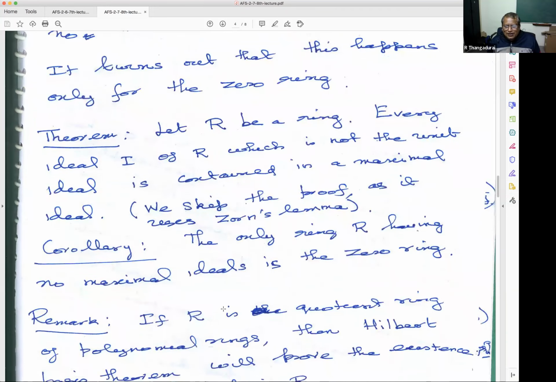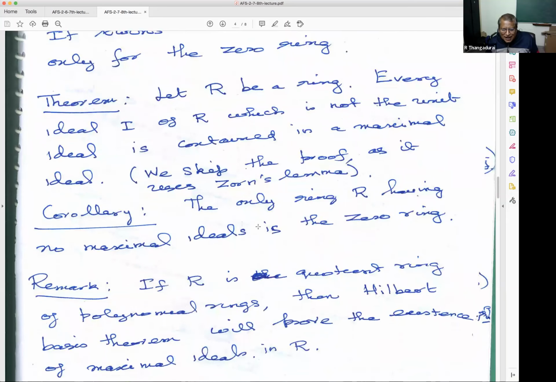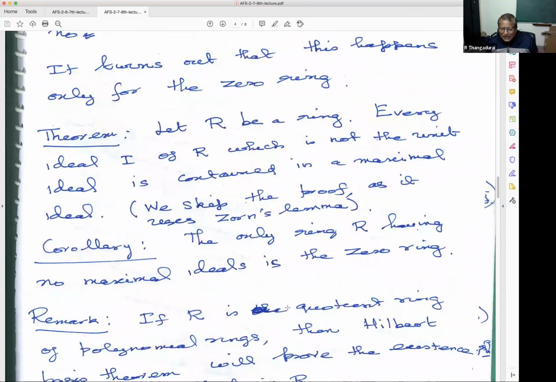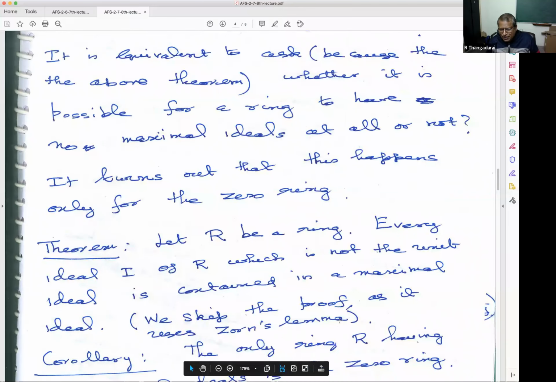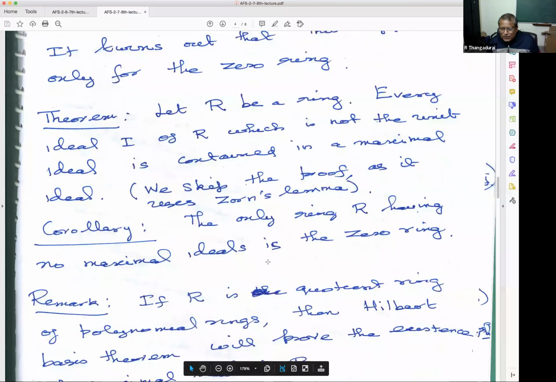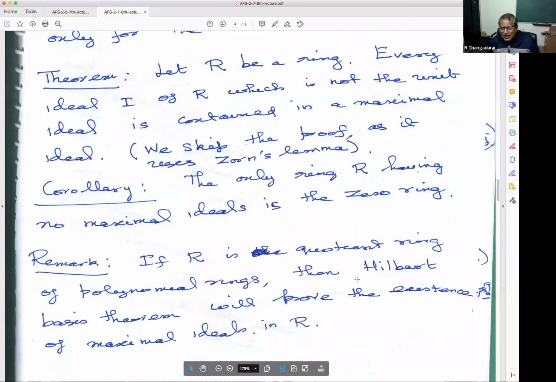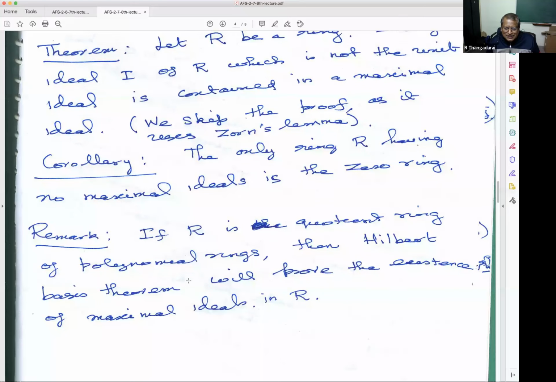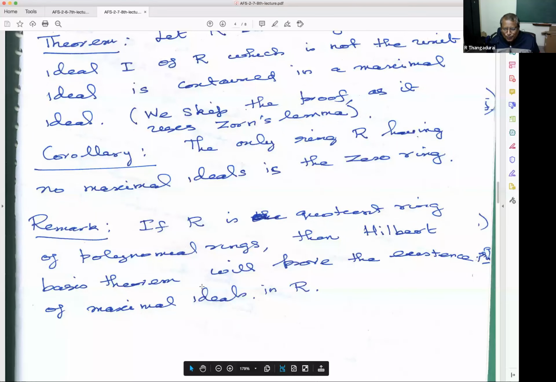So not always this. If R is a ring, then for the existence of a maximal ideal one has to use Zorn's lemma. But the point is, when R is a quotient ring of a polynomial ring, then the Hilbert basis theorem can prove the existence of a maximal ideal in R. If R is the quotient ring of a polynomial ring, one does not always need to go to Zorn's lemma; from the algebra itself one is able to prove it.